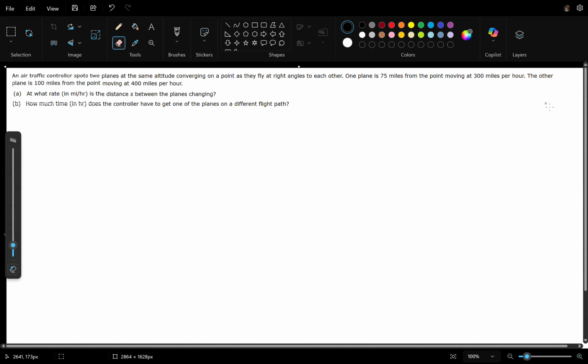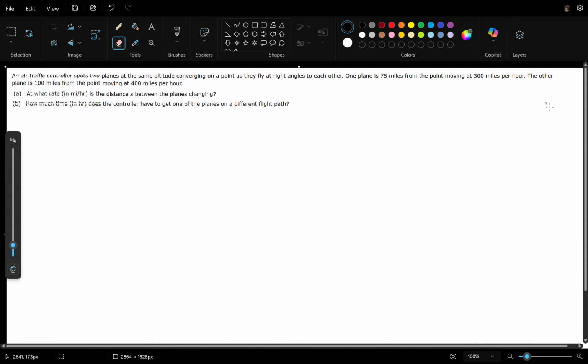Okay, so in this one we have a question that says an air traffic controller spots two planes at the same altitude converging on a point as they fly at right angles to each other. One plane is 75 miles from the point moving at 300 miles per hour. The other plane is 100 miles from the point moving at 400 miles per hour. And the questions are, at what rate is the distance s between the planes changing, and how much time does the controller have to get one of the planes on a different flight path?